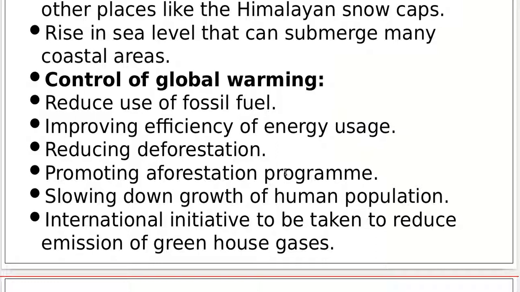So in the next video we'll be discussing ozone depletion, afforestation, reforestation, and all those will be discussed in the next video.